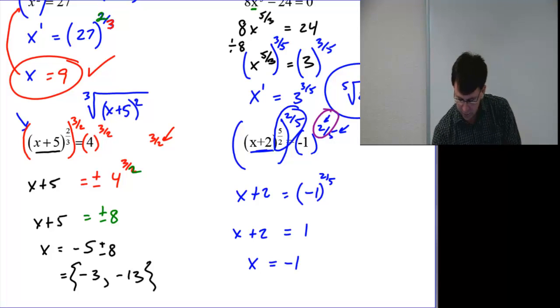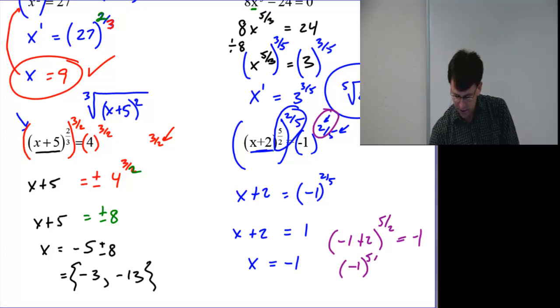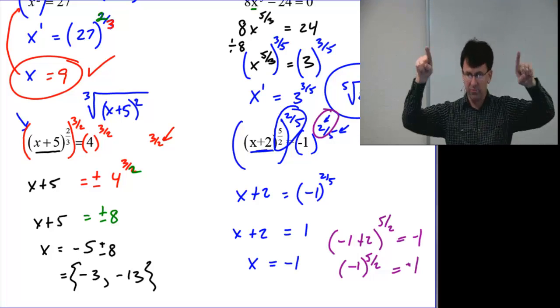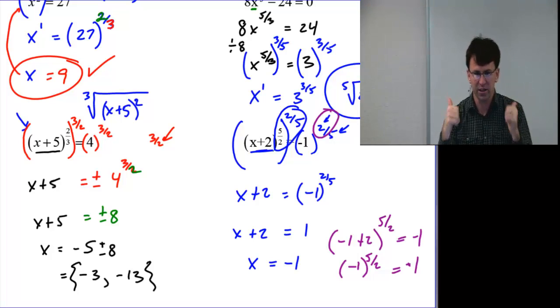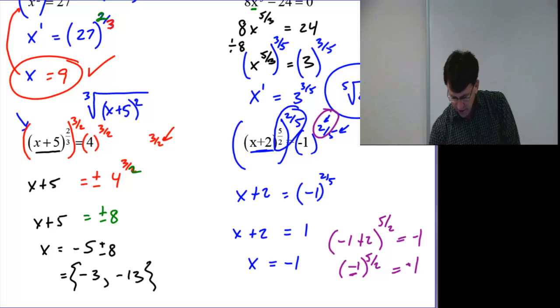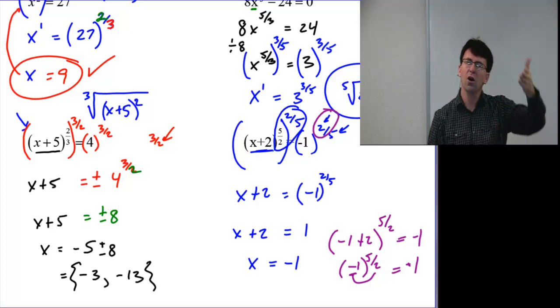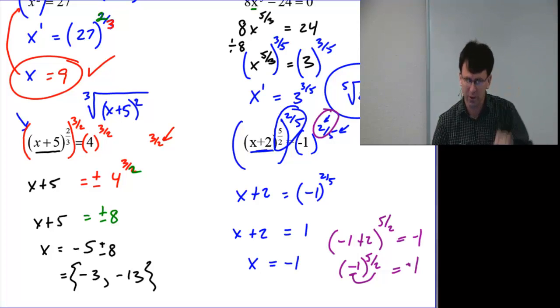When I go back to check my answer, I'll put a negative 1 plus 2 to the 5/2 equals negative 1. That is the check. Negative 1 plus 2 is a negative 1 to the 5/2 equals negative 1. If you put a negative 1 and try and raise it to the 5/2 and stuff it in your calculator, you're going to get an error. The reason why you get an error is because you can't square root negative 1. Negative 1 to the 5th is a negative 1. Then take its square root. That 2 on the bottom as an exponent means you're square rooting both sides. It will not work. It doesn't come out.